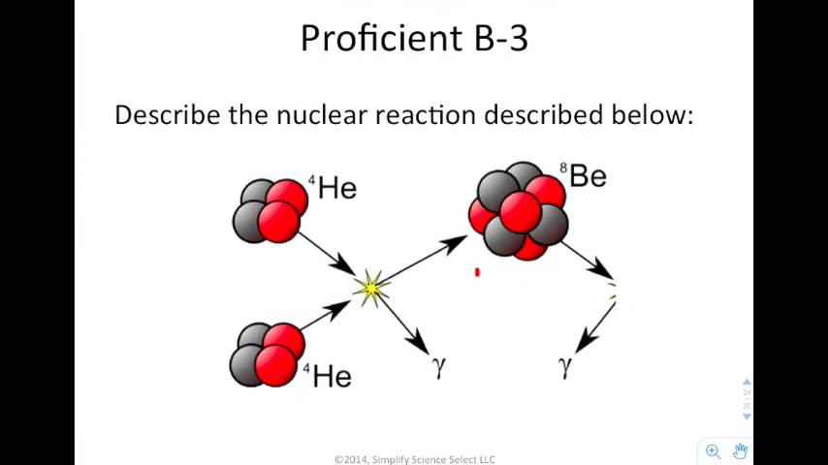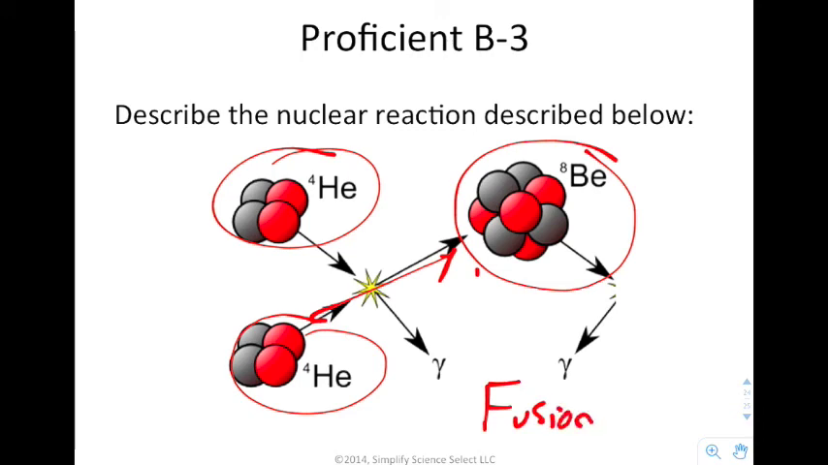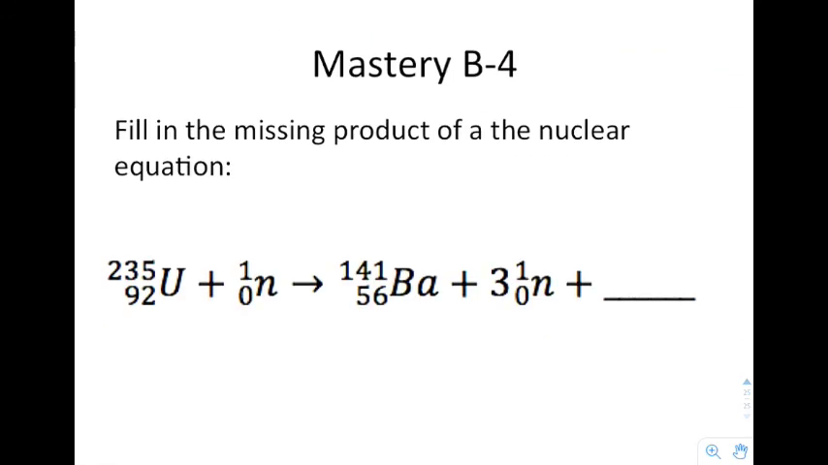So describe the nuclear reaction described below. What we see is two helium molecules. They slam together and they actually produce a larger particle. Because of that, this is a fusion reaction. Now this is actually what happens whenever you have a red giant star. Once a star finishes burning all of its hydrogen, it actually expands and starts burning its helium. When it burns its helium, it can produce beryllium just like shown.